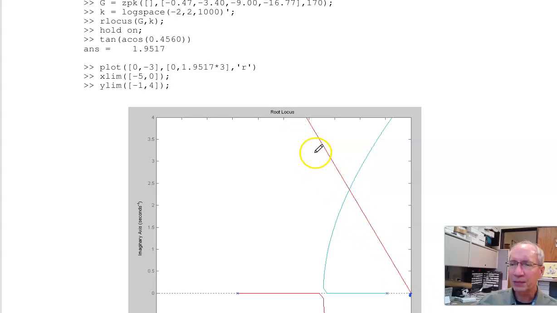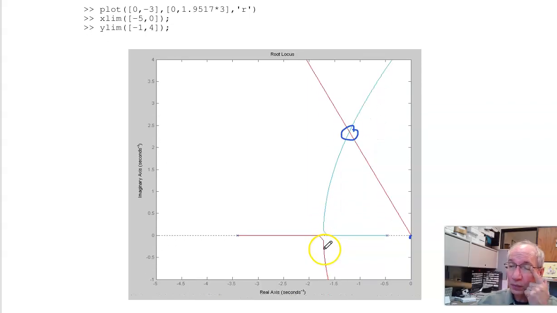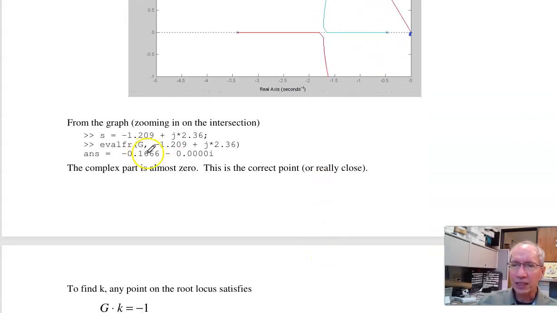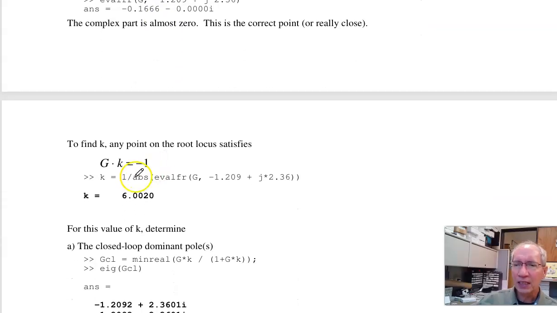There's my zeta line. Where it intersects my root locus plot is my design point. So from the graph, it looks like S is roughly minus 1.2 plus j 2.36. Analyzing G of s at that point gives me a negative real number that tells me this point is on the root locus. The angle is 180 degrees. To find K, K is whatever it takes to make the gain 1 at that frequency.